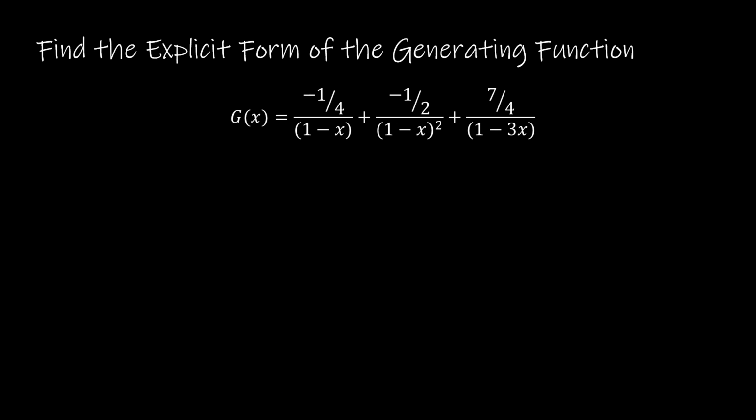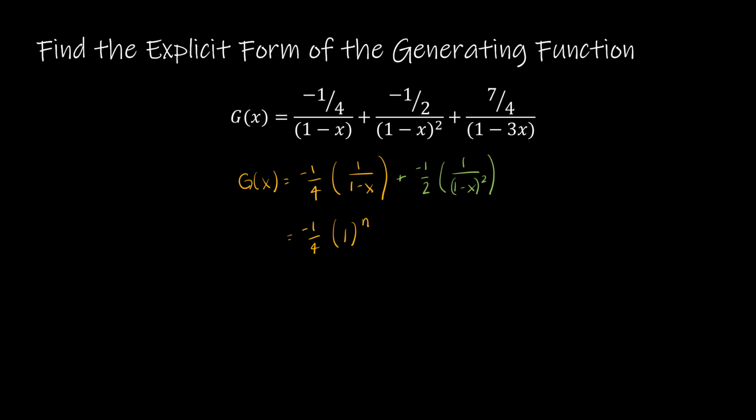And now we get to finish up. So how do we finish up? Well, remember that g of x, I'm just going to put the negative 1/4 out front. Remember that 1 over 1 minus x, we're just looking for what's a sub n. So a sub n for 1 over 1 minus x is just 1 to the n. And then if I rewrite my second one, I'm going to write the negative 1/2 out front. So this is 1 over 1 minus x quantity squared.